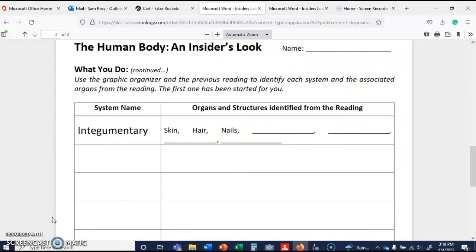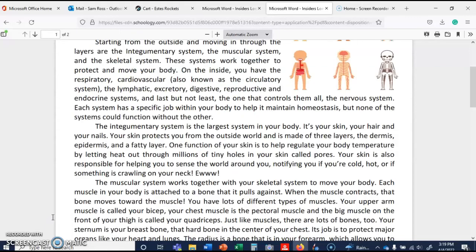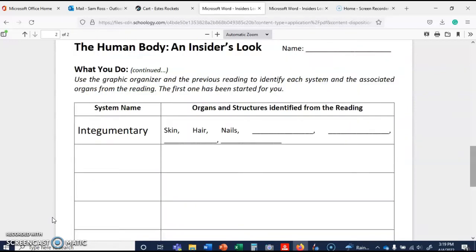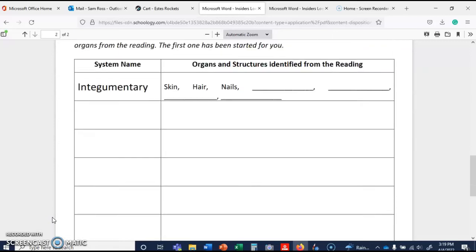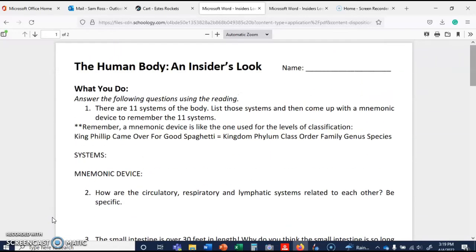Okay, and then you'll do the next system. So after integumentary, it looks like it goes to the muscular system. So you could do like the bicep or the quadriceps, that kind of thing. And you'll do that for each of the 11 systems, and then you'll turn this in. Please let me know if you have any questions.